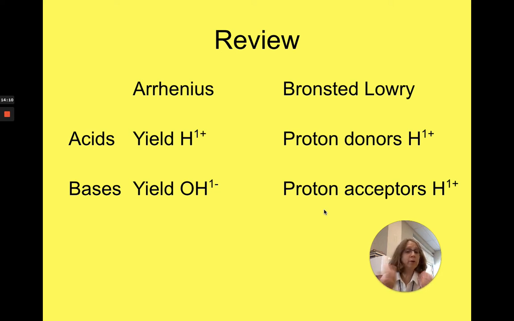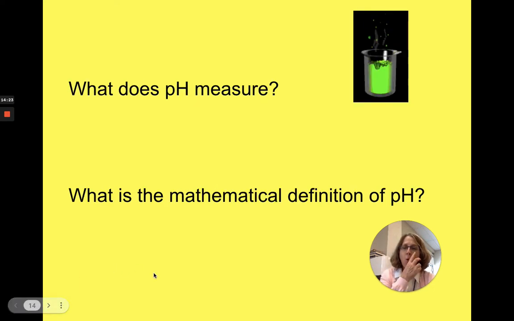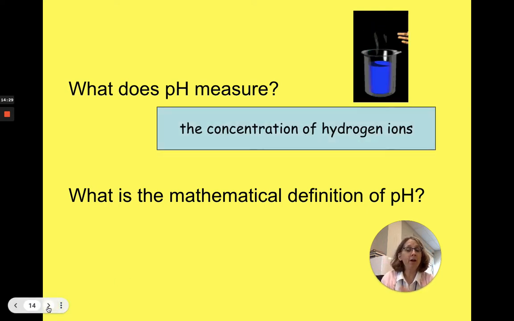And so from water, you'll leave behind, if it's a basic solution, OH minus, so they're proton acceptors. Okay, now let's get to the mathy part of this. We're going to talk about pH. What does pH measure? You probably are very familiar with pH being a measure of acidity. But what is acidity? Acidity is a measure of the concentration of hydrogen ions.